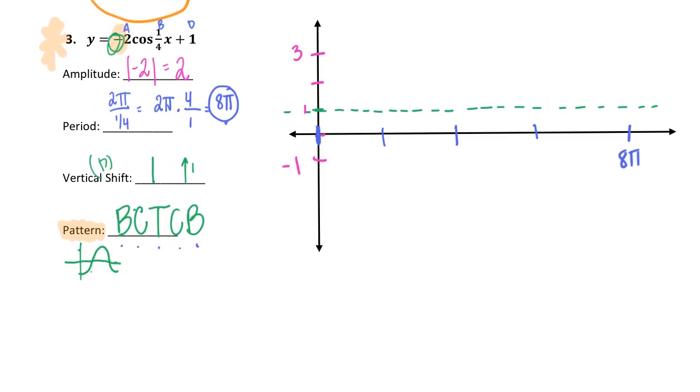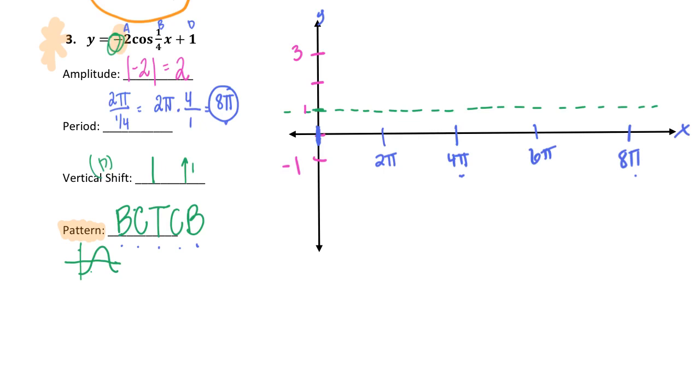Think about what's in between 0 and 8 pi. That's 4 pi. What's in between 0 and 4 pi? That's 2 pi. What's in between 4 and 8? That would be 6 pi. So we've got our x and y axis labeled. Now we can put our ordered pairs on the graph.